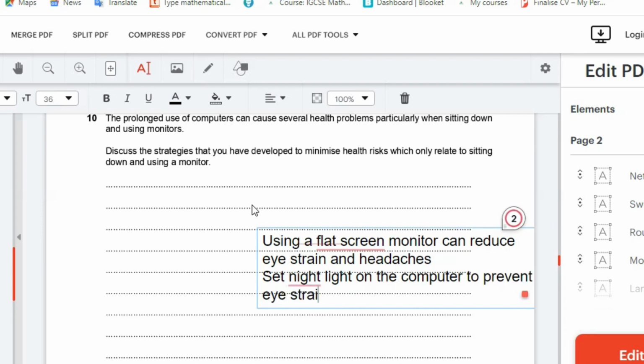Also, use a matte screen to prevent glare or headaches.